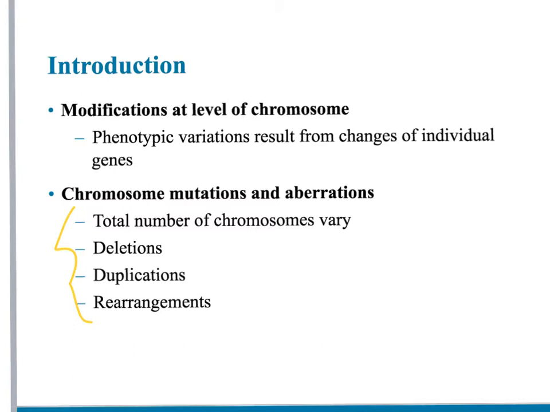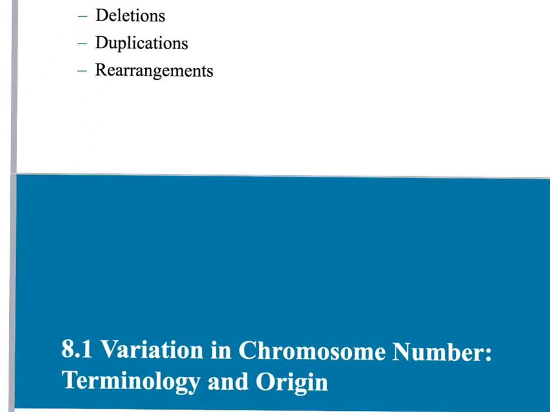And again, mutations and aberrations really are the same thing. Sometimes you'll see an aberration pertaining to just a duplication, but that's not really accurate. They're all pretty much in the same category now of either chromosomal variation, deletion, duplication, or rearrangement. So we'll look at all 4 of those coming up.